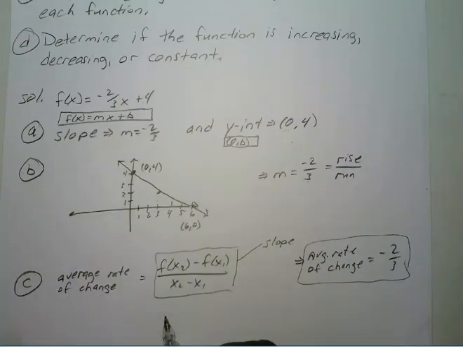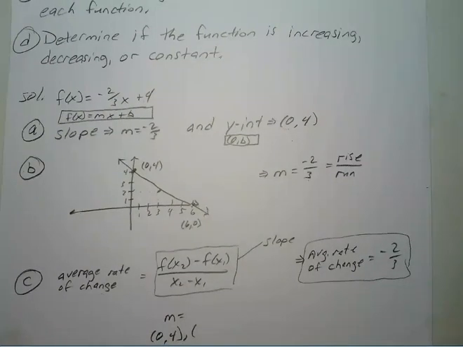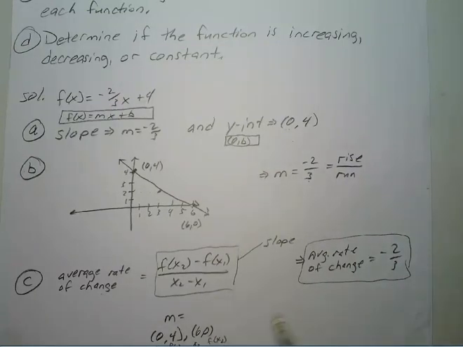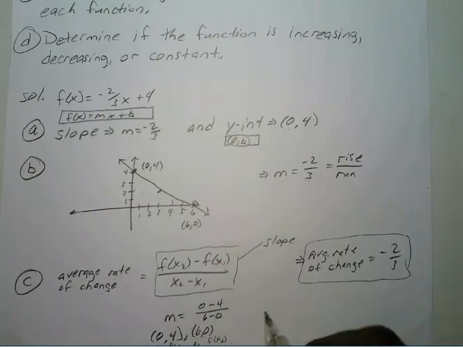Okay, so let's say for the points 0, 4 and 6, 0. Remember, this is your x1, f of x1, and x2, f of x2. Okay, so if we plug it in, f of x2 is 0 minus 4, so 0 minus 4 over 6 minus 0. Okay, which is just negative 4 over 6, but if we simplify it, it's negative 2 over 3.